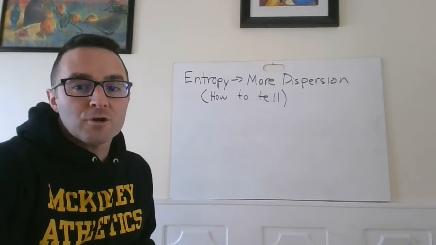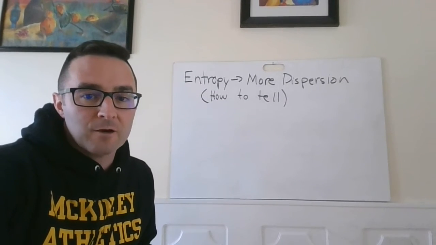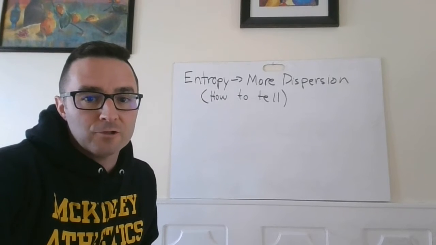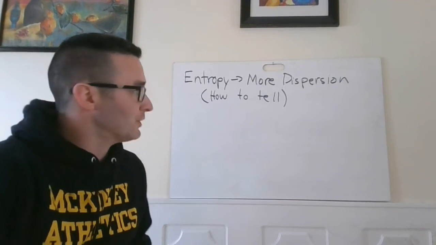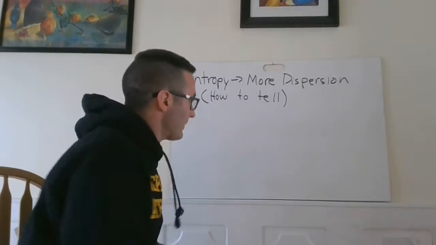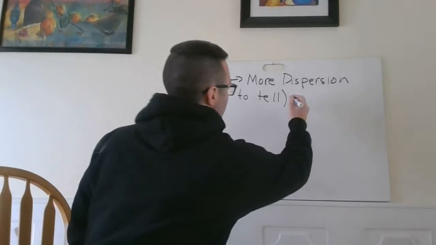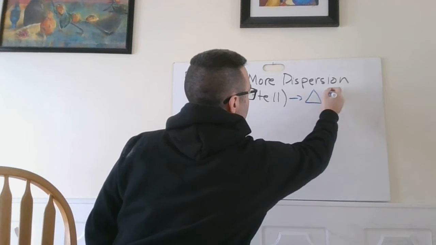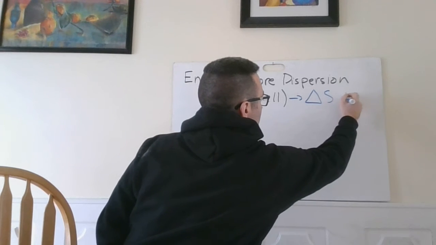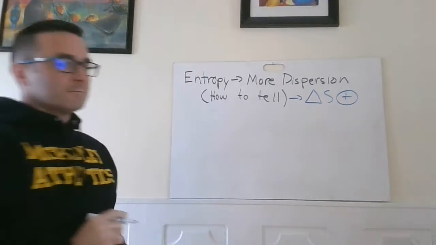Hey guys, so some quick and dirty ways to think about how you know when you've got increasing entropy or increasing dispersion. So think about this. Increasing dispersion means delta S is positive.